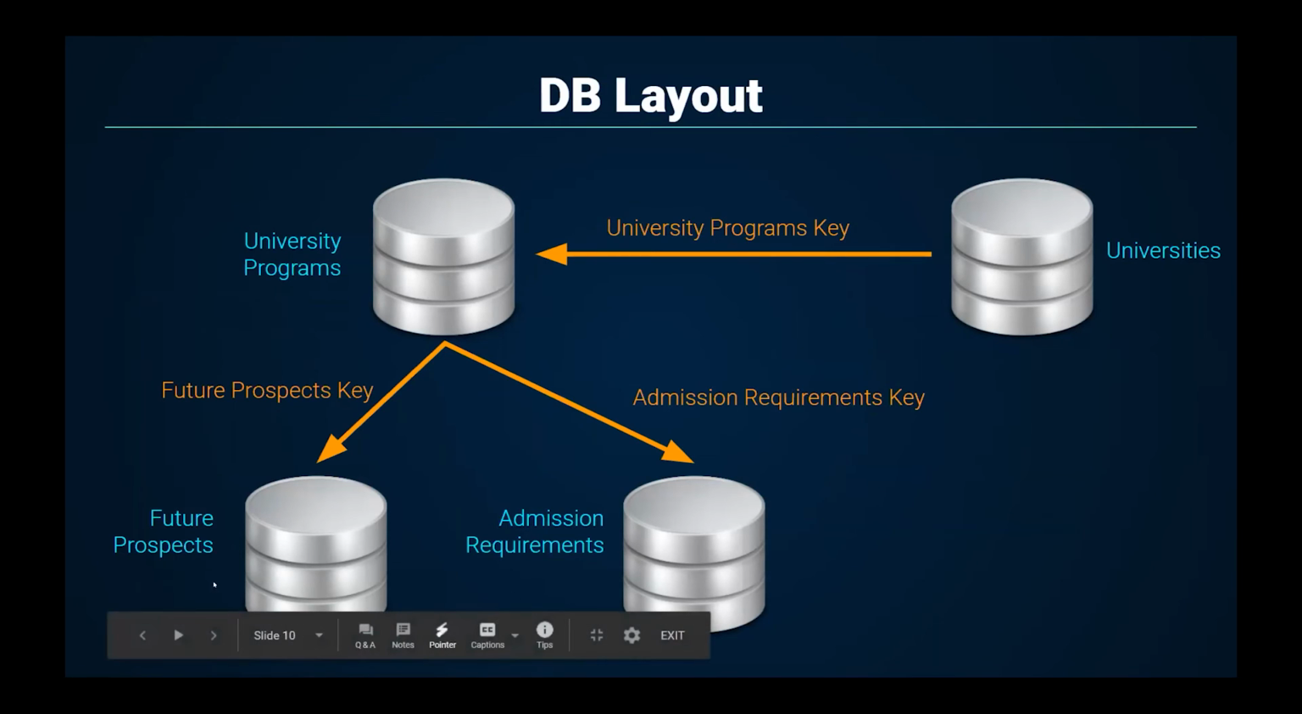Finally, this is a quick chart of the layout of the database. At the bottom, we have these 2 tables, the future prospects and admission requirements. Then we have the university programs, which uses these key values to access the information from these tables. And finally, at the top, we have the universities table, which is able to access the programs from the university programs table.